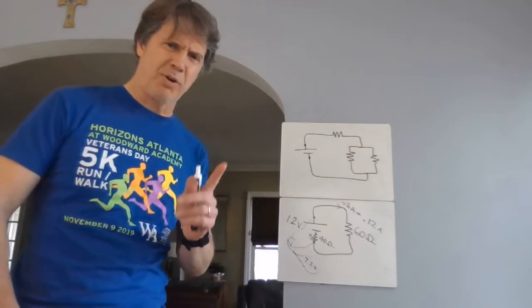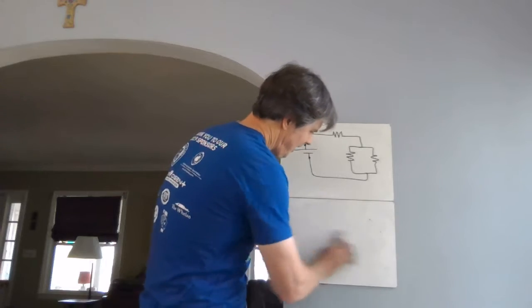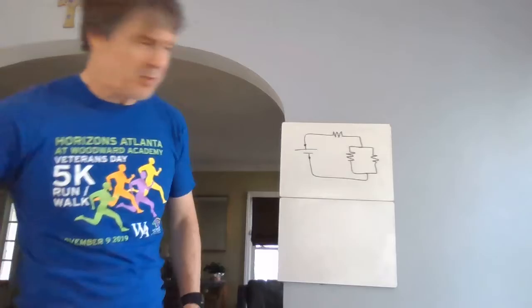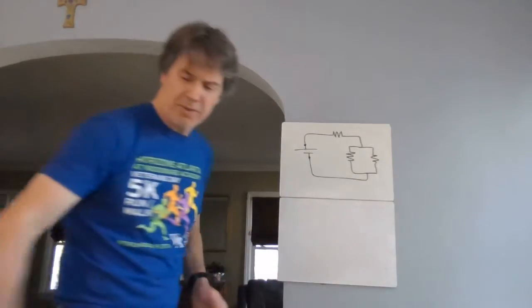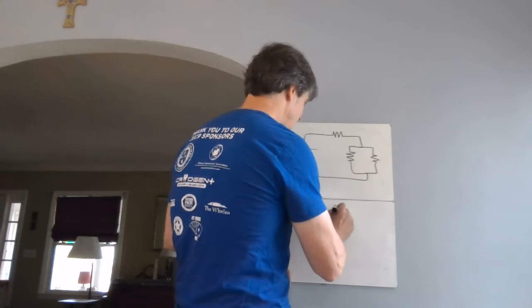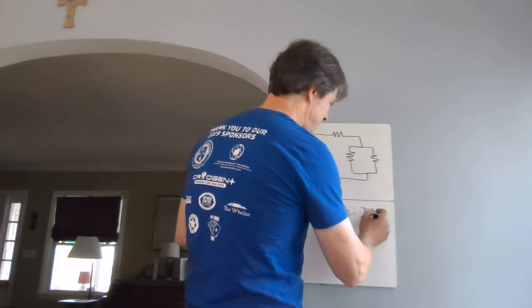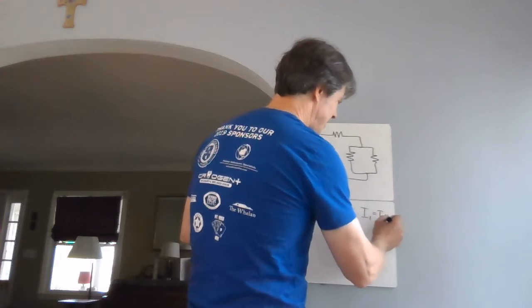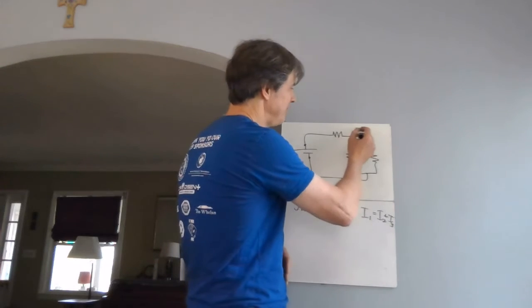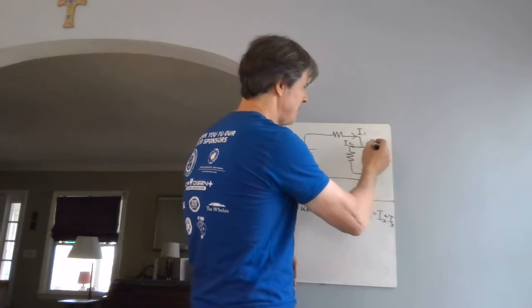I said I was going to talk about Kirchhoff's rules. Let me do that. Kirchhoff's rules, super simple. One of them is called the junction rule. The junction rule is just saying that what goes in must come out. I might say I1 equals I2 plus I3. Now, that requires context. Let's say this is I1, and this is I2, and this is I3.